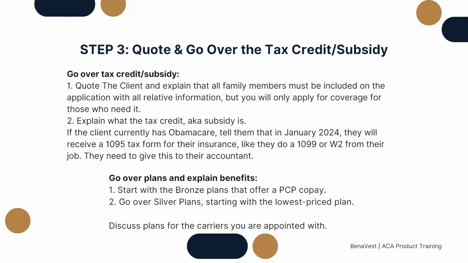Quote the client and explain that all family members must be included on the application, but you're only applying for coverage for those that need it. Then you're going to explain the tax credit, the subsidy. If they currently have Obamacare, you're also going to let them know that come the end of January, they'll receive a 1095 tax form for their current insurance, like you get a 1099 or W-2 from your job. Make sure you give that 1095 tax form to your accountant.